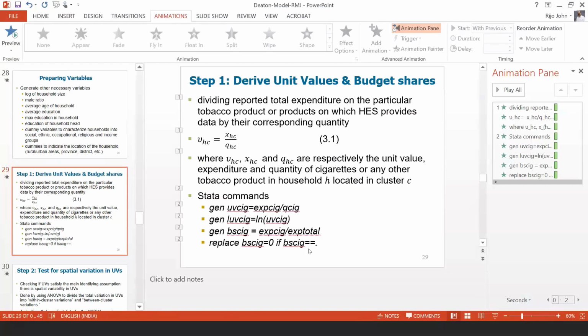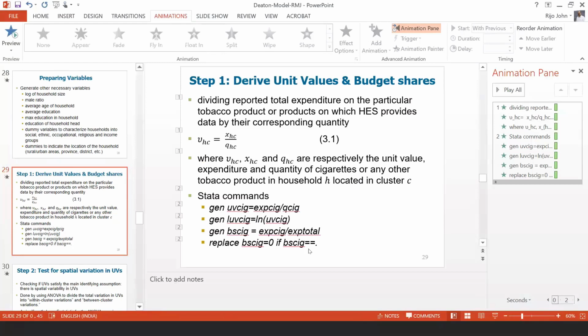And because we are using all households, those which reported zero consumption as well as those which reported positive consumption, we replace bs_sig equal to 0 wherever bs_sig is missing. Missing arises when you create the budget share variable, because it divides expenditure on cigarettes by total expenditure. Total expenditure is the total household expenditure on all commodities together. Expenditure on cigarettes will be not available for those households not reporting consumption. So for that purpose, we are replacing the budget shares with zero when missing.